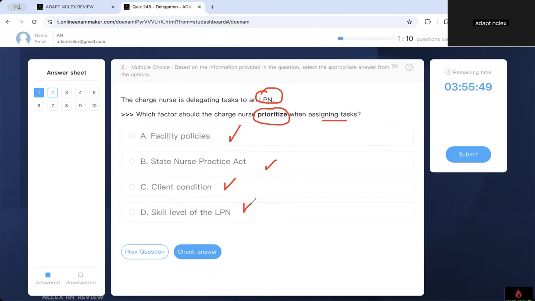But what do you think? Put down your answer. Let me know. Think about it carefully and select your answer. I'll give you a few minutes to do that and think about it.